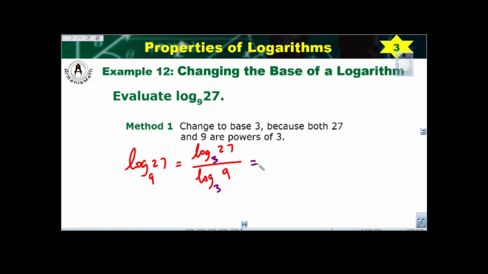So 3 to 27 is what? 3 raised to what power gives you 27 is what you're asking. To the third. And 3 raised to what power gives you 9. That's it. This actually is your answer.